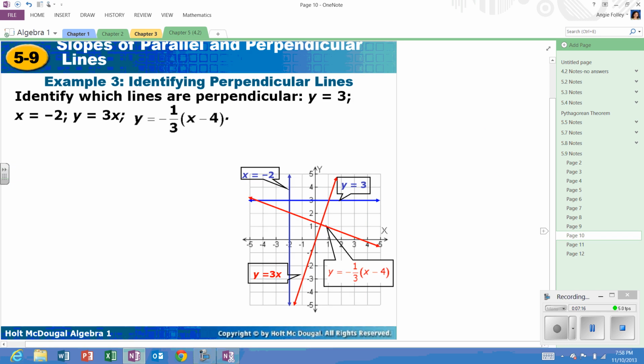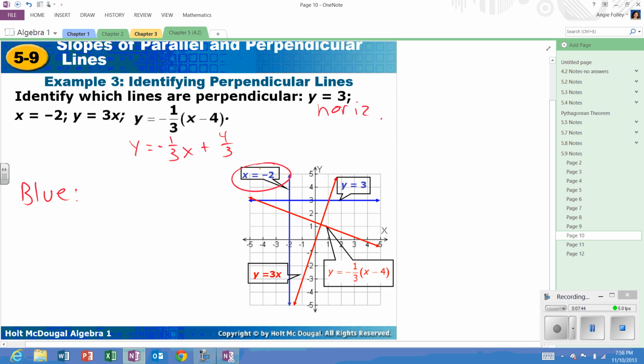So let's identify which lines are perpendicular. So we've got y equals 3. Okay, so that's a horizontal line. Then we've got x equals -2, y equals 3x, and then we've got to get this into y equals mx plus b form, this last line. So I'm going to distribute that 1/3. Then that becomes 4/3.